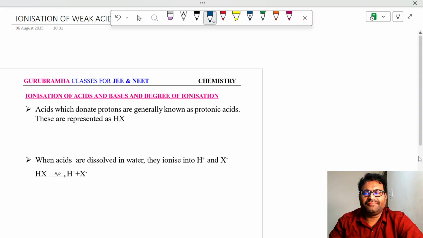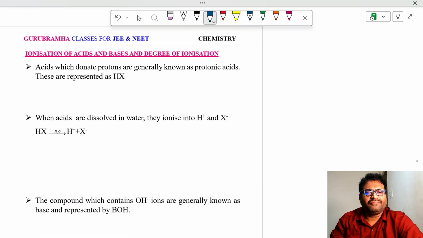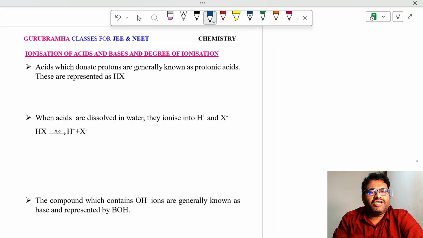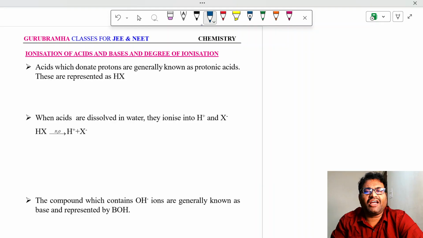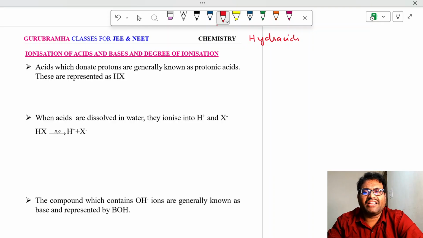Let us see here. Ionization of acid and base and the degree of ionization we are speaking about. Generally, how do you represent an acid? If there is hydrogen with an electronegative element, those are called hydra acids. What is meant by hydra acid?